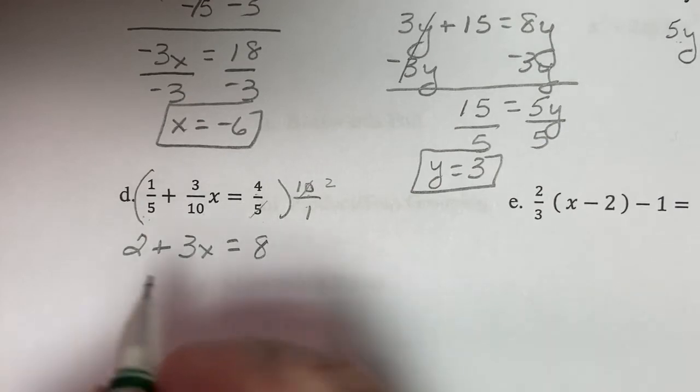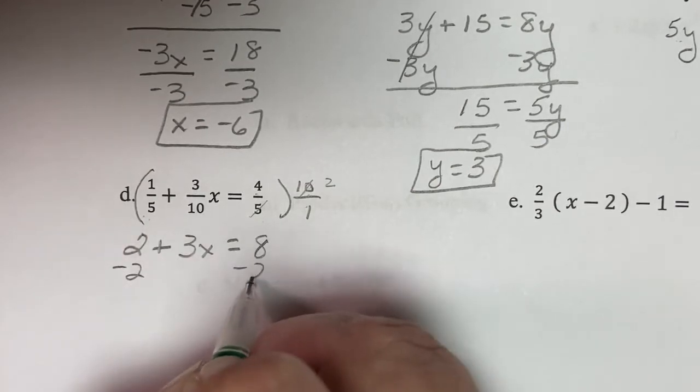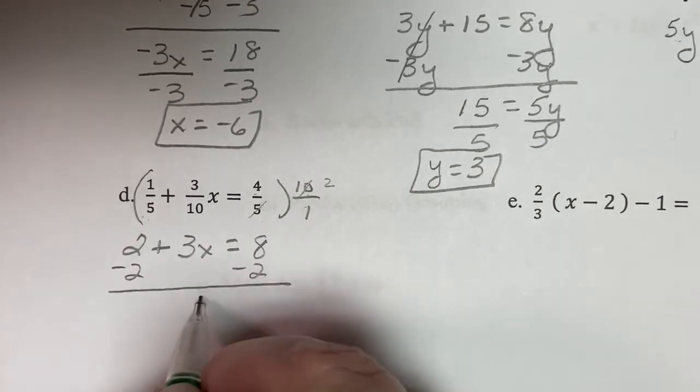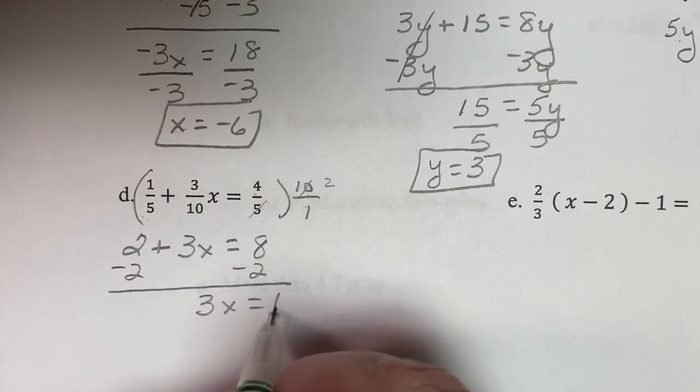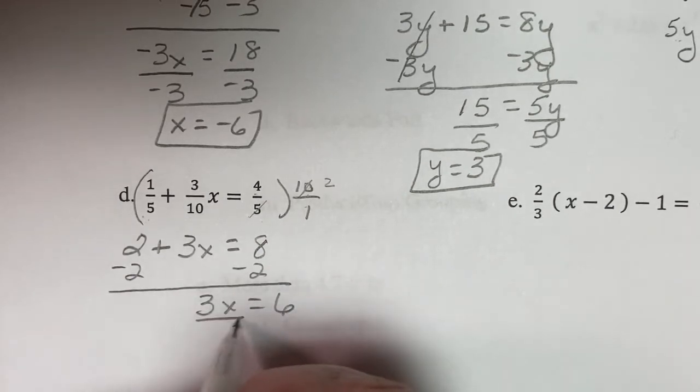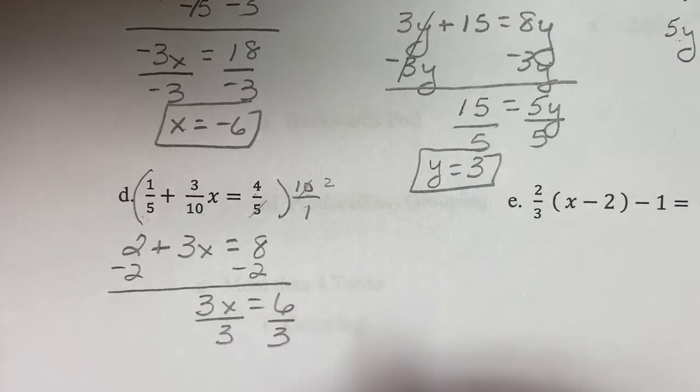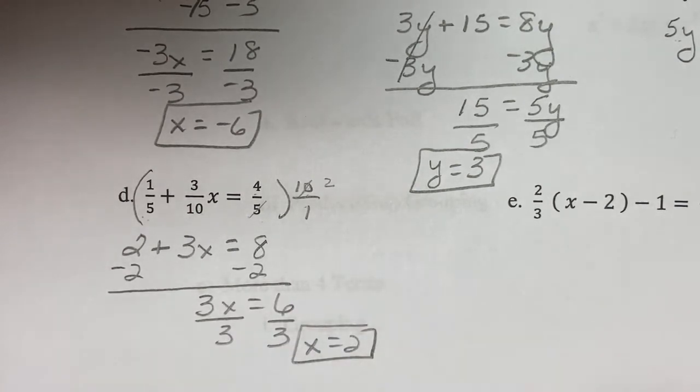Since my variables are on the left, I'm going to subtract 2 from both sides. And that's going to leave me with 3x is equal to 6. And then isolate the x by dividing both sides by 3. And you can see we're going to get x equals 2.